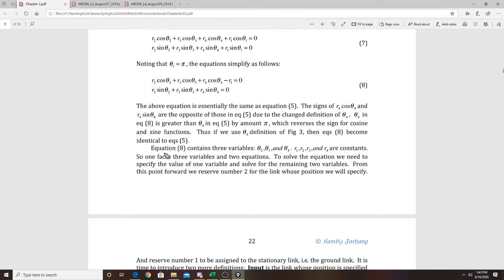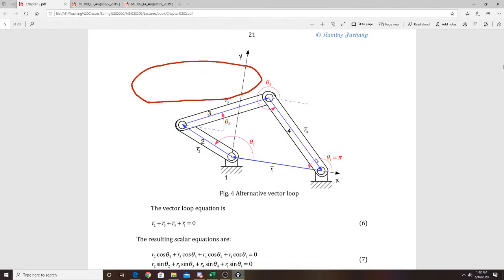And so then it says equation 8 contains 3 variables, which equation 8 is right here. Equation 8 contains 3 variables, theta 2, theta 3, and theta 4. R1, R2, R3, and R4 are all constants because all of those are just lengths of the links. They're just constant. The distance from this pin to this pin is never going to get longer as long as you turn this.